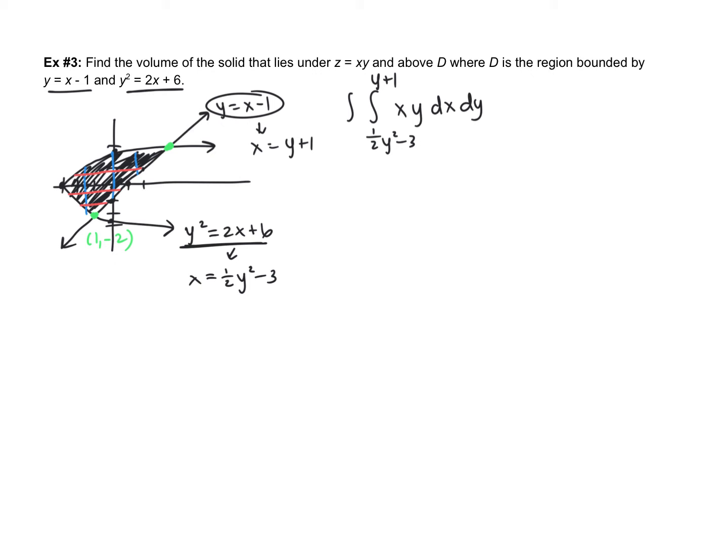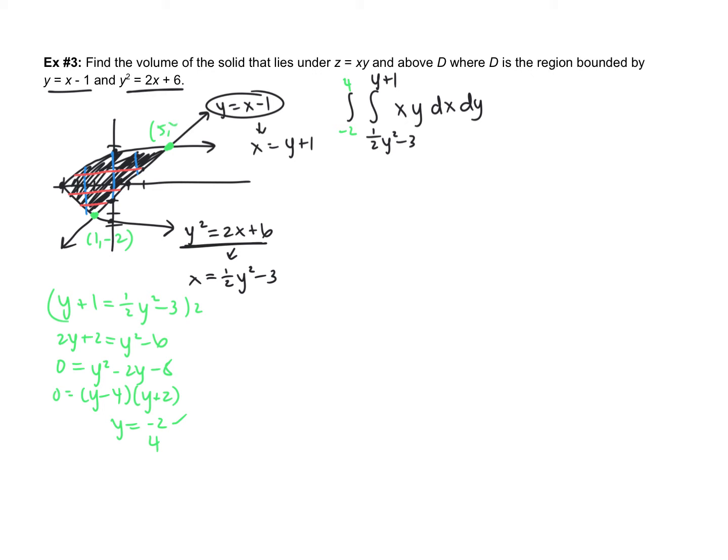So if I set my two x functions equal, I'm going to get y plus 1 is equal to 1/2 y squared minus 3. Multiply everything by 2, I get 2y plus 2 is equal to y squared minus 6. So hopefully this is going to work out for me, and I'm going to end up factoring, which would give me (y - 4)(y + 2). So my y is -2 and 4. So that -2 checks out. So this upper limit is y equals 4. And if you drew a better graph than I did, that upper point would have been (5, 4).